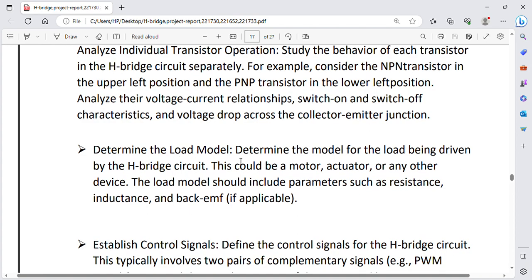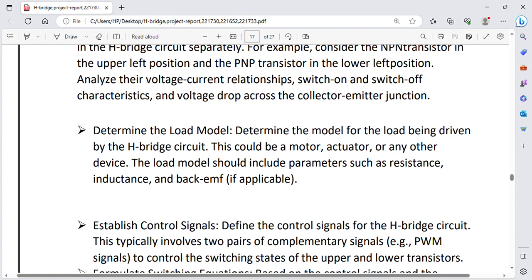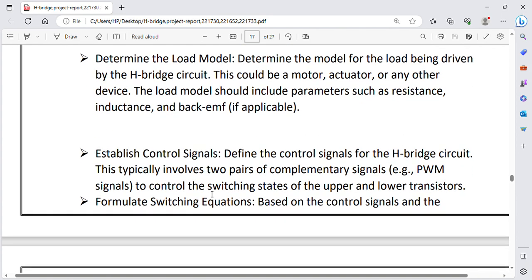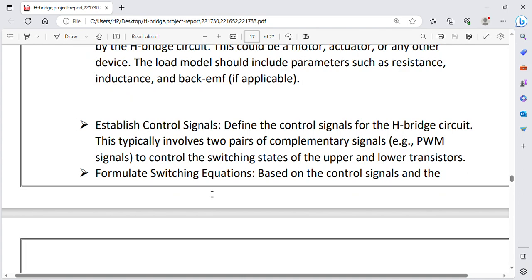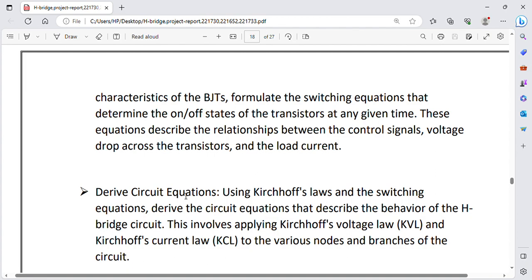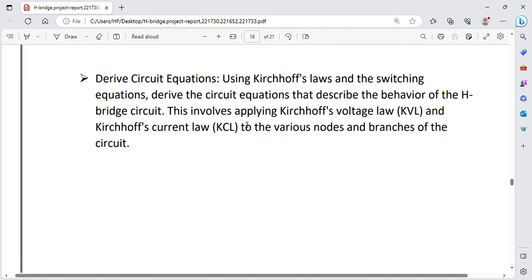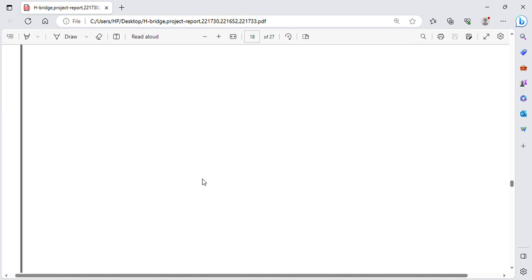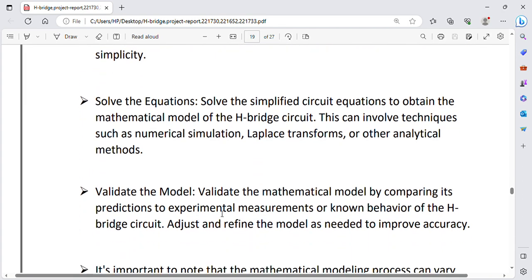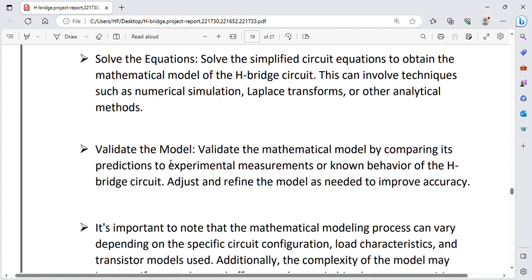Determine the load model, like which type of load you are using, a motor, an LED or something like these. Establish control signals, like you have to establish some control signals, so that when you provide these signals the specific work is done. Then formulate the switching equation. Then moving next, derive the circuit equations, and then using Kirchhoff's laws the switching equation derives these equations, and then simplify and linearize the equations, solve the equations, and validate the model.